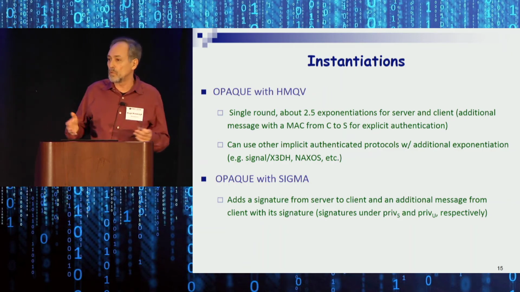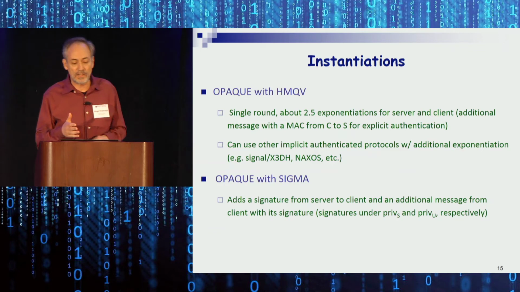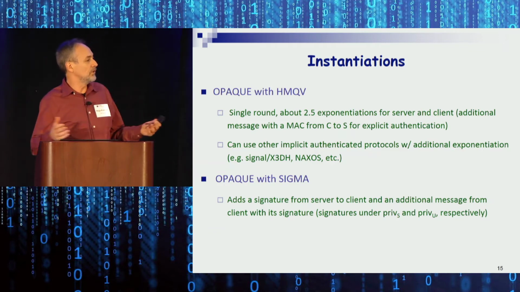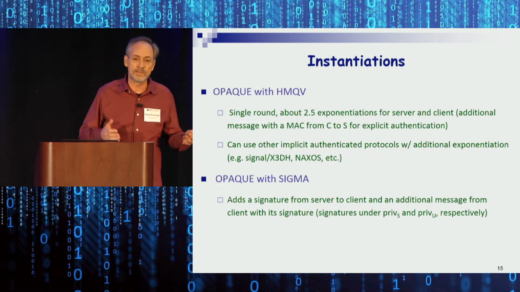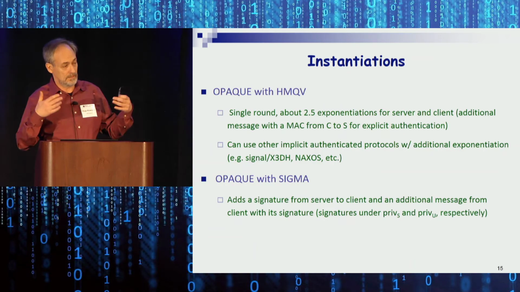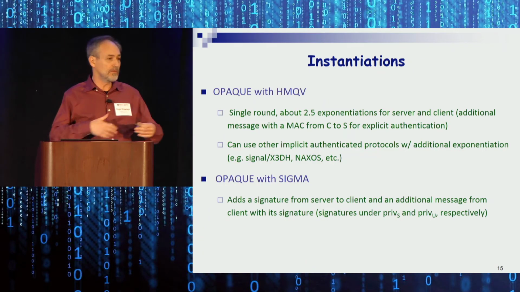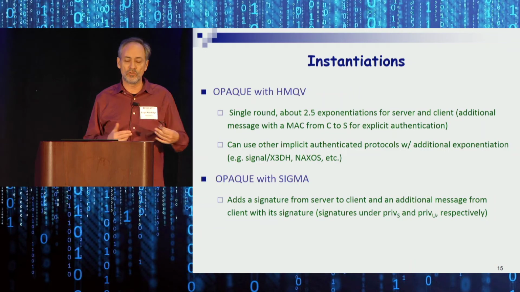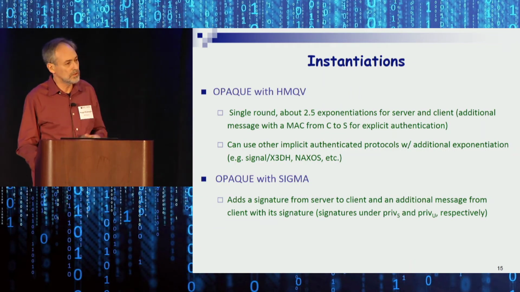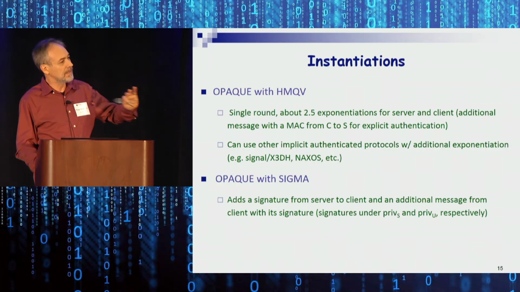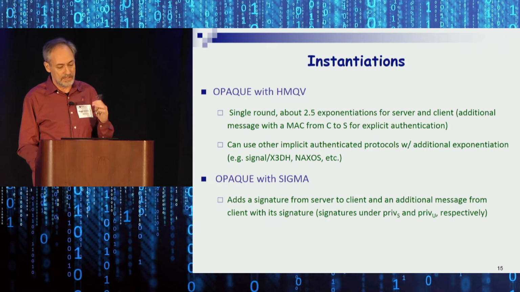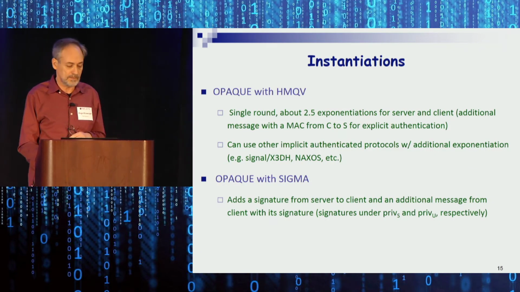Another instantiation is with signature-based protocols. In particular, if you do it with SIGMA, then you will have the private key of this client and the server signing keys, and you will need 3 messages to exchange these signatures, but the OPRF itself doesn't add any more messages than SIGMA had in the first place.